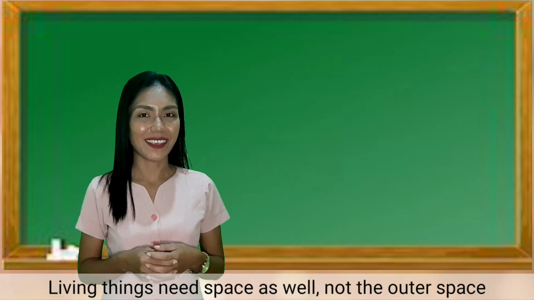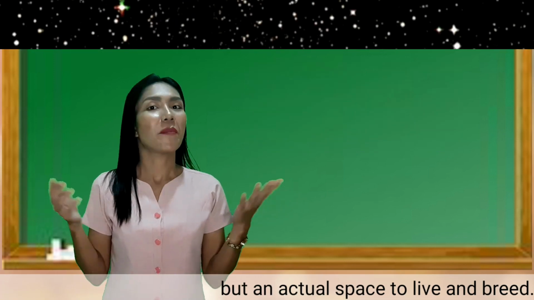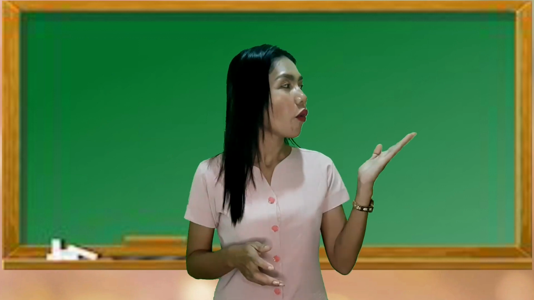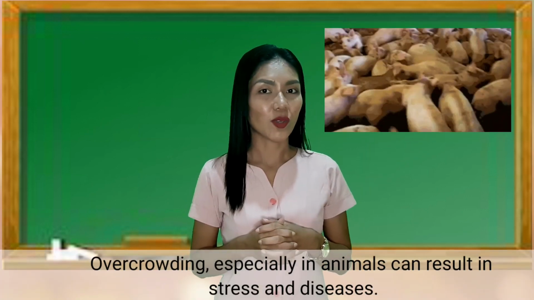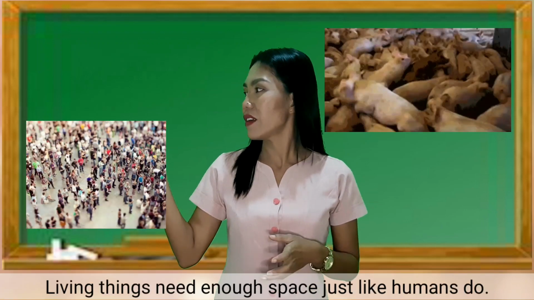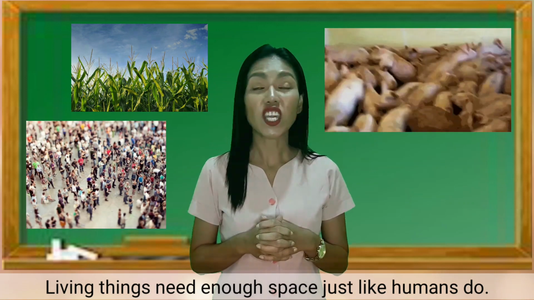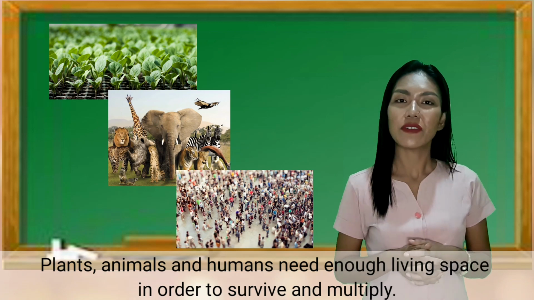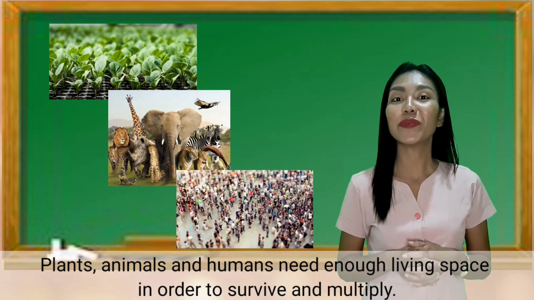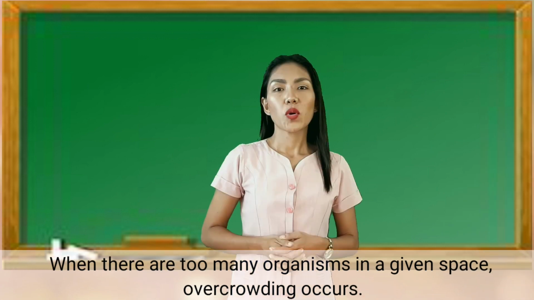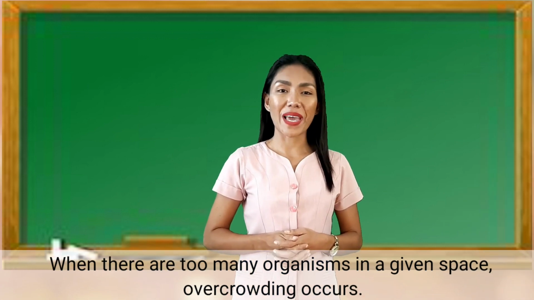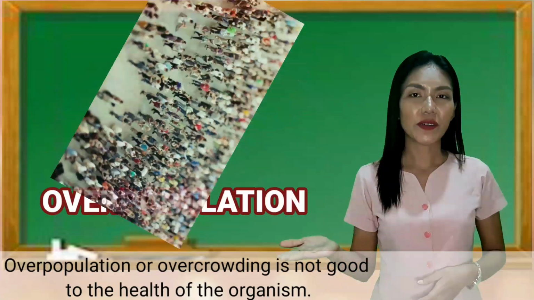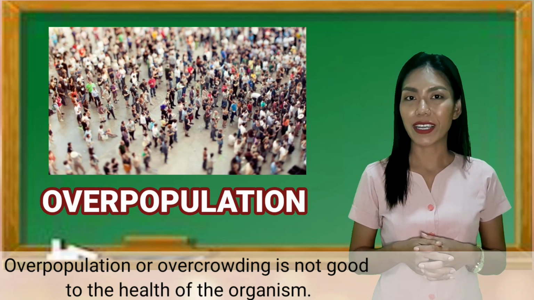Living things need space as well, not the outer space, but an actual space to live and breed. Overcrowding, especially in animals, can result in stress and diseases. Living things need enough space just like humans do. Plants, animals, and humans need enough living space in order to survive and multiply. When there are too many organisms in a given space, overcrowding occurs. Overpopulation or overcrowding is not good for the health of the organism.